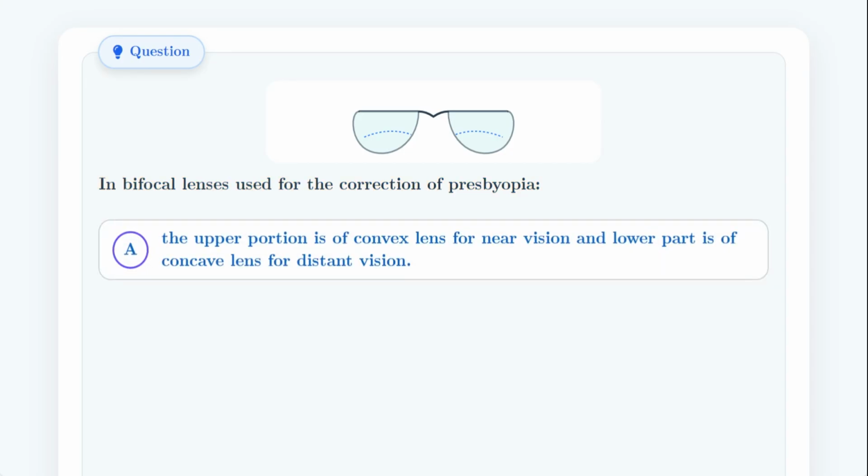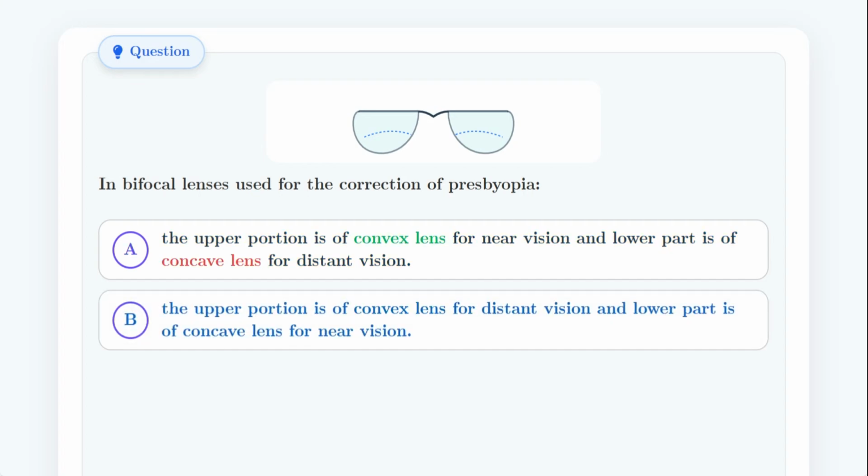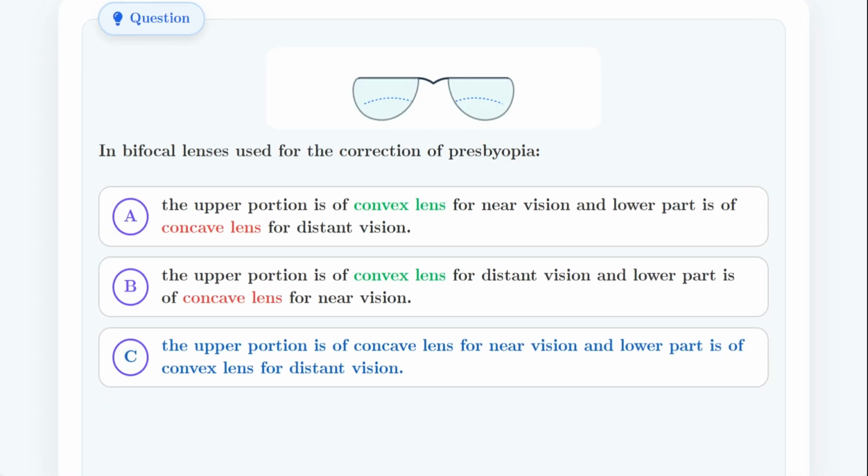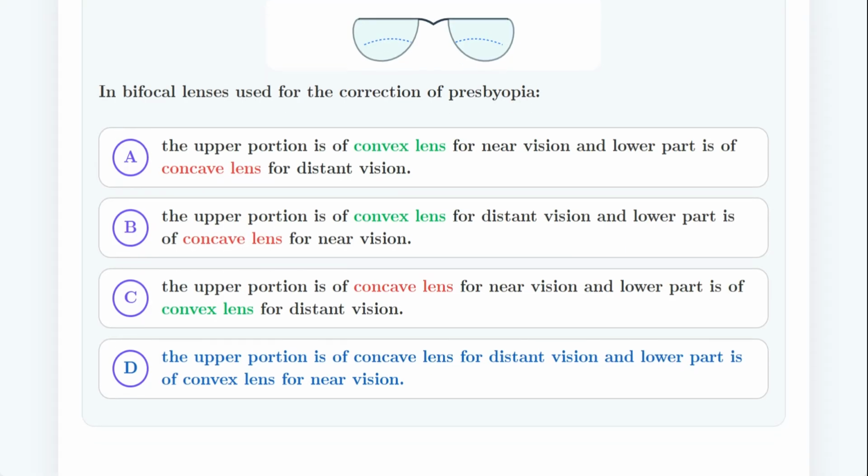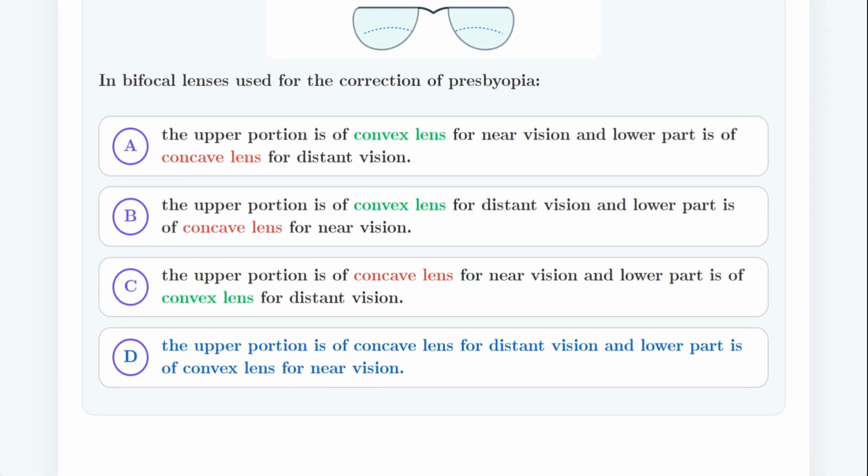Option A, the upper portion is of convex lens for near vision and lower part is of concave lens for distant vision. Option B, the upper portion is convex for distant and lower is concave for near. Option C, upper is concave for near, lower is convex for distant. Option D, upper is concave for distant and lower is convex for near vision. Which is correct?